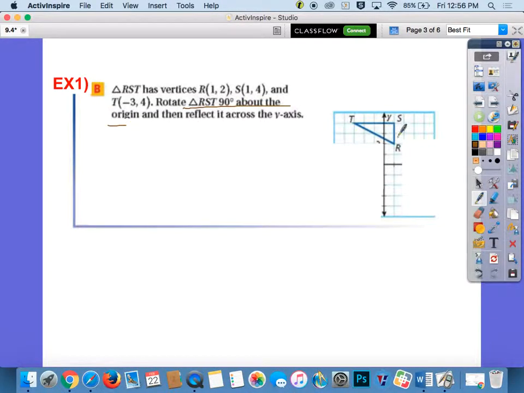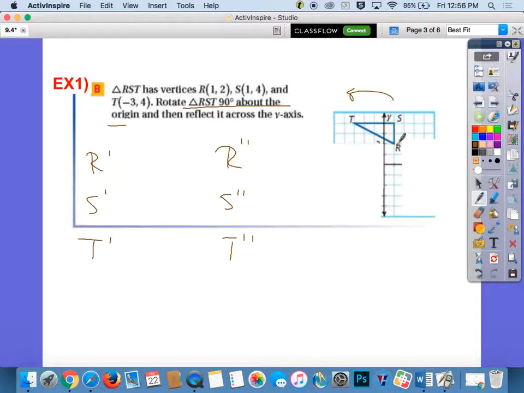I'm going to take each point and rotate it 90 degrees. Remember, guys, you're always going counterclockwise. I'm going to call my first transformation my primes. I'm going to call my second transformation from there my double primes, just so you guys are familiar with the notation. Okay, so let's take each one. This is a good review on 90 degrees as well. So we'll take R first.